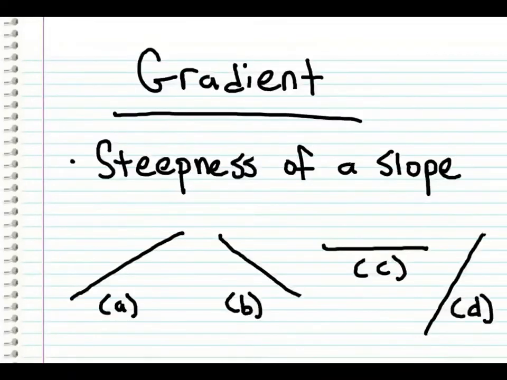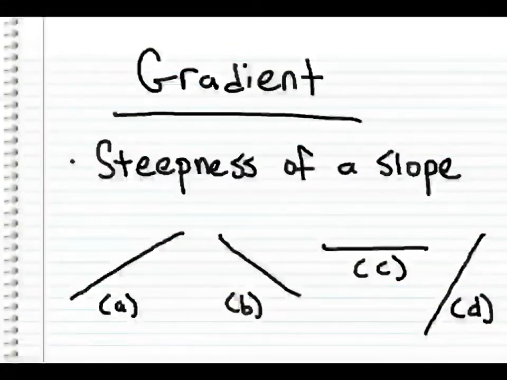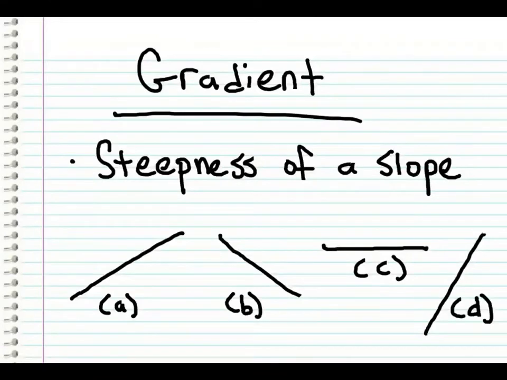Differentiation. Differentiation has something to do with gradient. Gradient is the measure of the steepness of a slope. Here are 4 examples. Slope A has positive steepness.